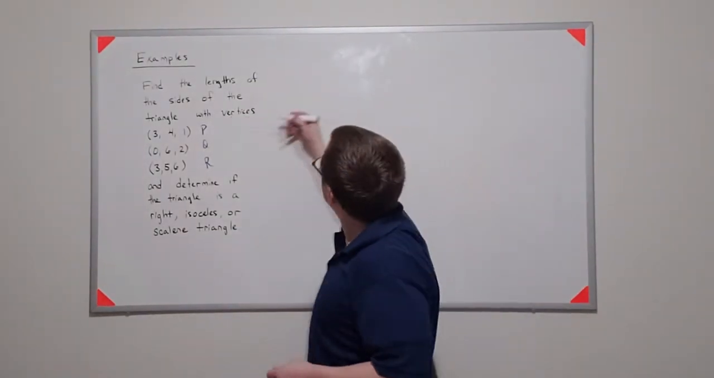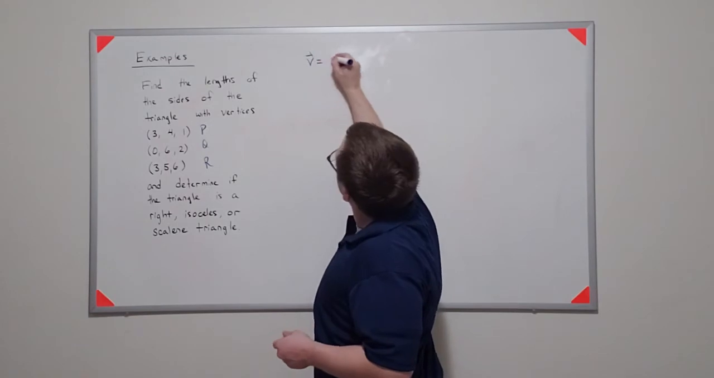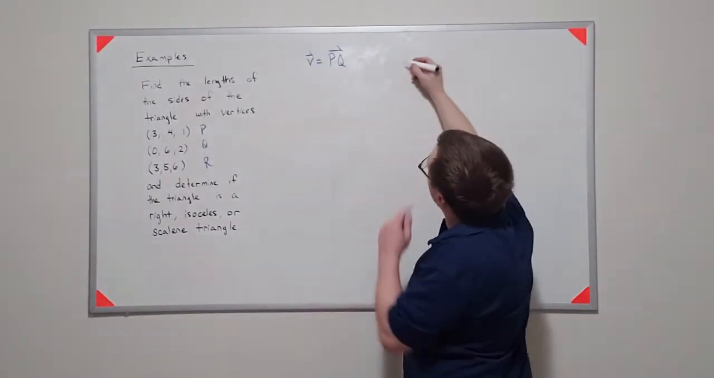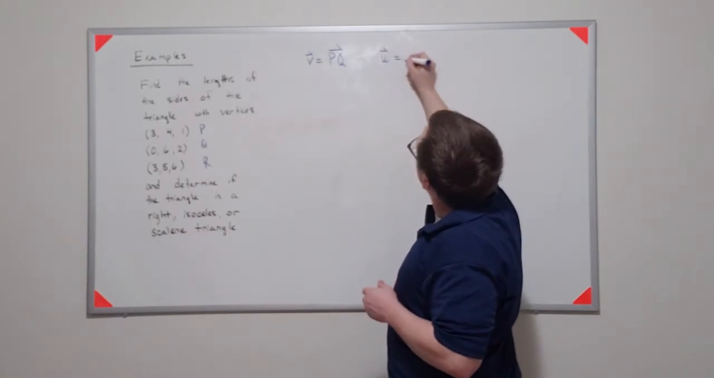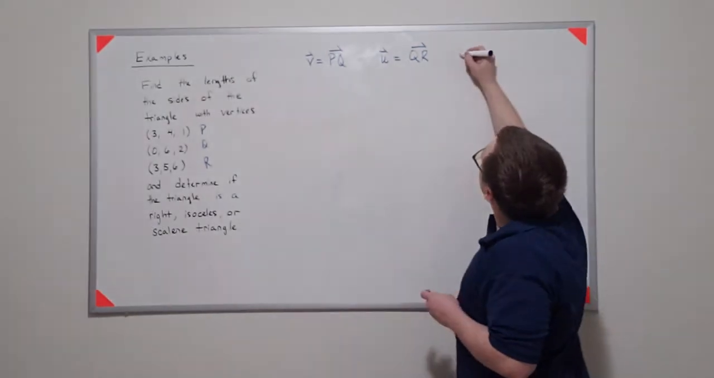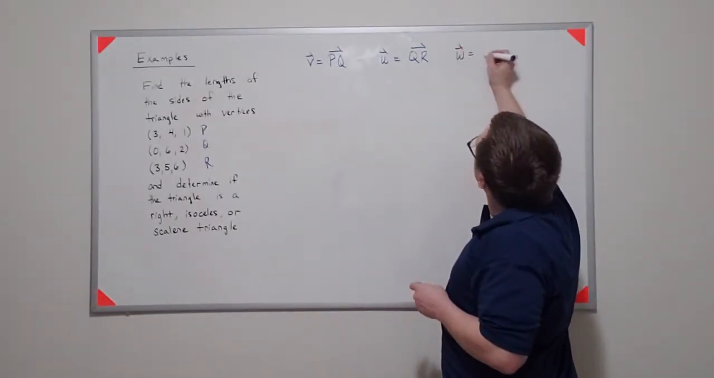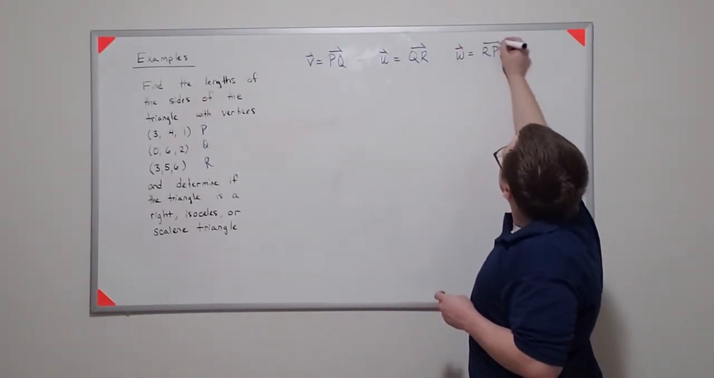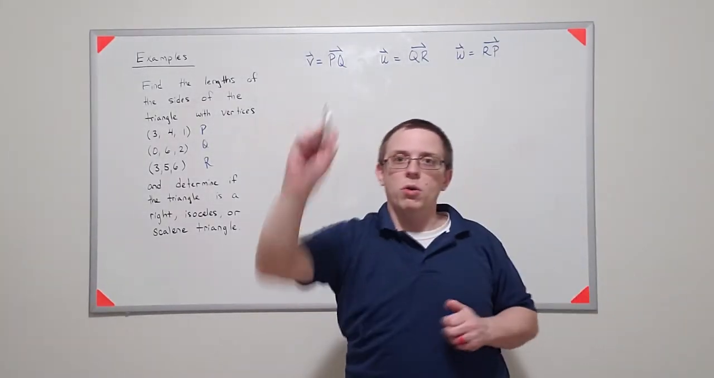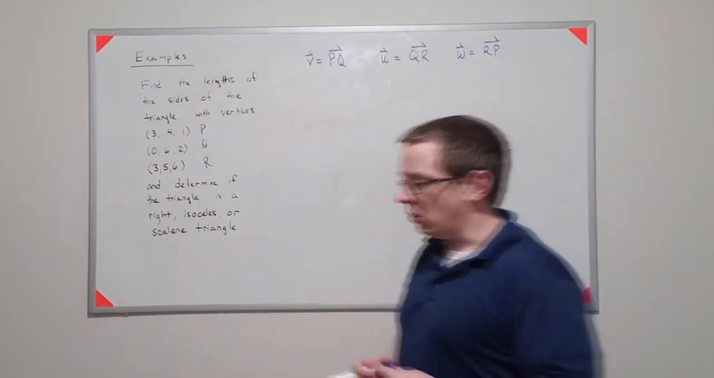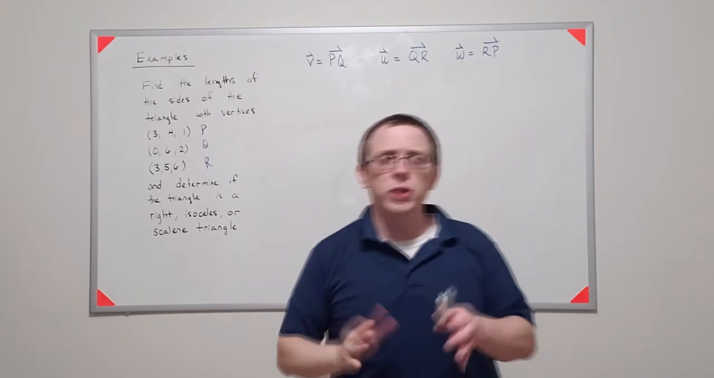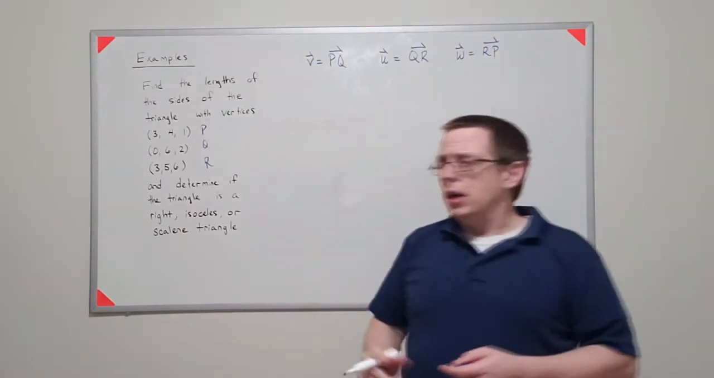So we're going to represent the segment from P to Q as V. We're going to represent the segment from Q to R as U, and we're going to represent the segment from R back to P as W. That way we cover all the different ways that these things interact. And the order doesn't really matter because we're only going to be dealing in the magnitudes here.